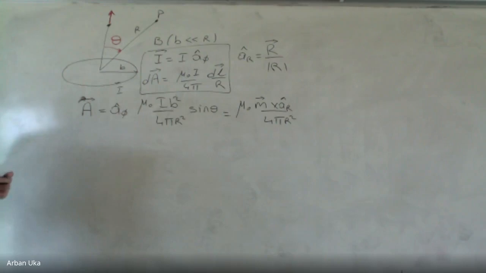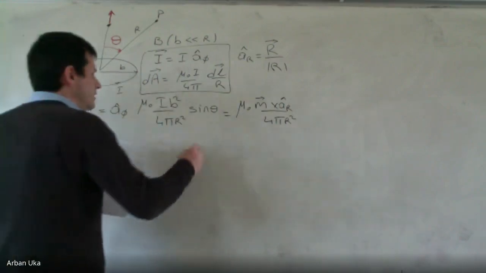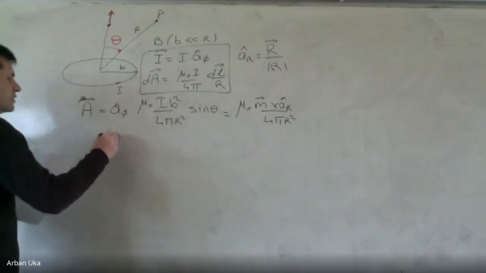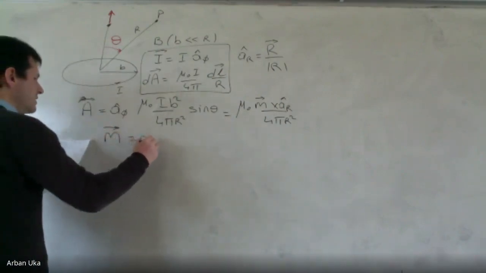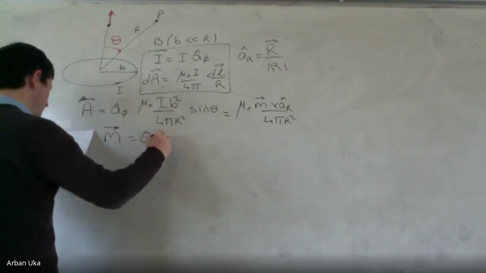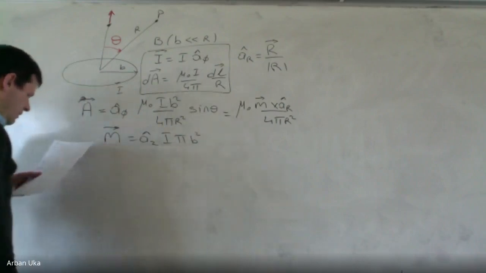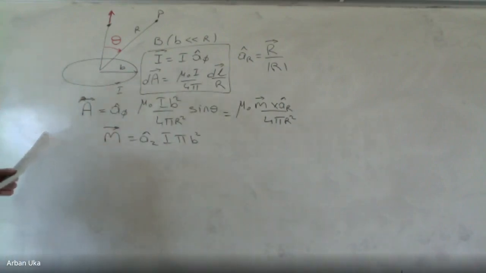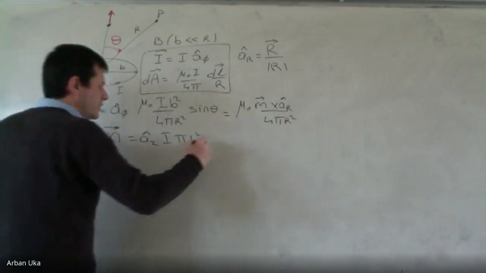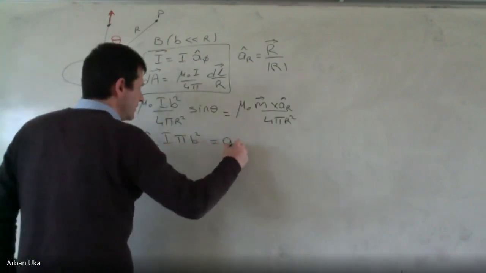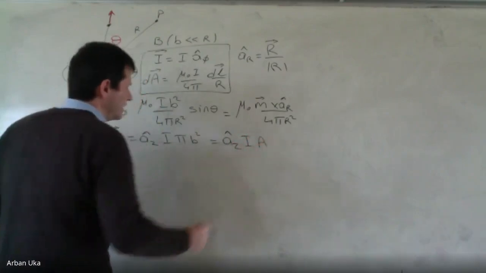Then here we have the opportunity to define a new magnetic quantity, which is equal to a z times I times pi b squared. This is in principle the surface area of the loop. So if this is a small loop, this is again equal to a z times I times the area.